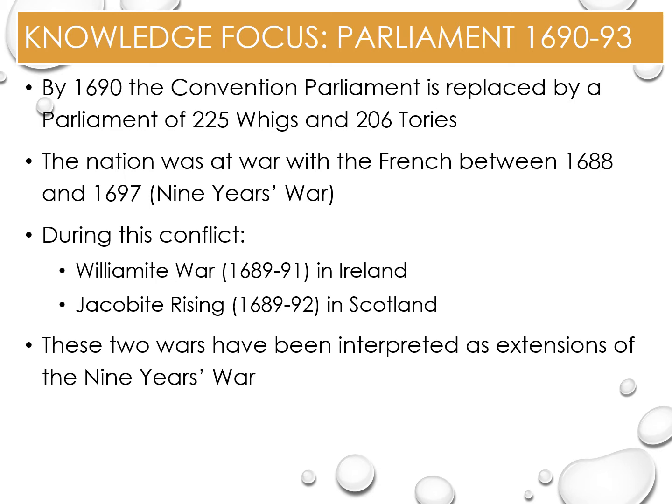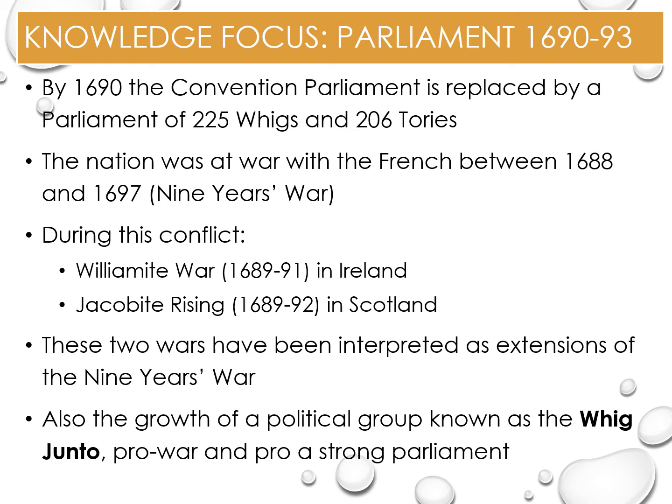Between 1692 and 1693, a group known as the Whig Junto became influential. They backed war in order to promote the Protestant cause in Europe and believed in a stronger parliament. The Junto were instrumental in pushing for a triennial bill to ensure regular parliaments as agreed in the Bill of Rights. However, in 1693, William used his veto to deny the bill passing into law.